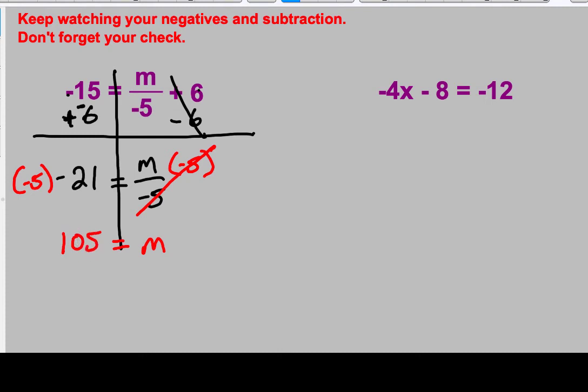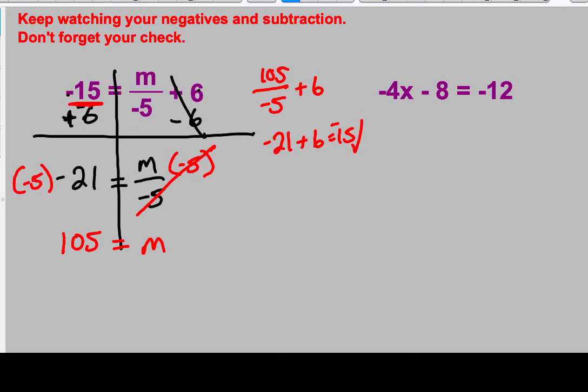Do my check. So instead of m, I'm going to put in 105 divided by negative 5 plus 6. 105 divided by negative 5 is negative 21. Negative 21 plus 6 is negative 15. Just what I wanted, so I know I did it correctly.